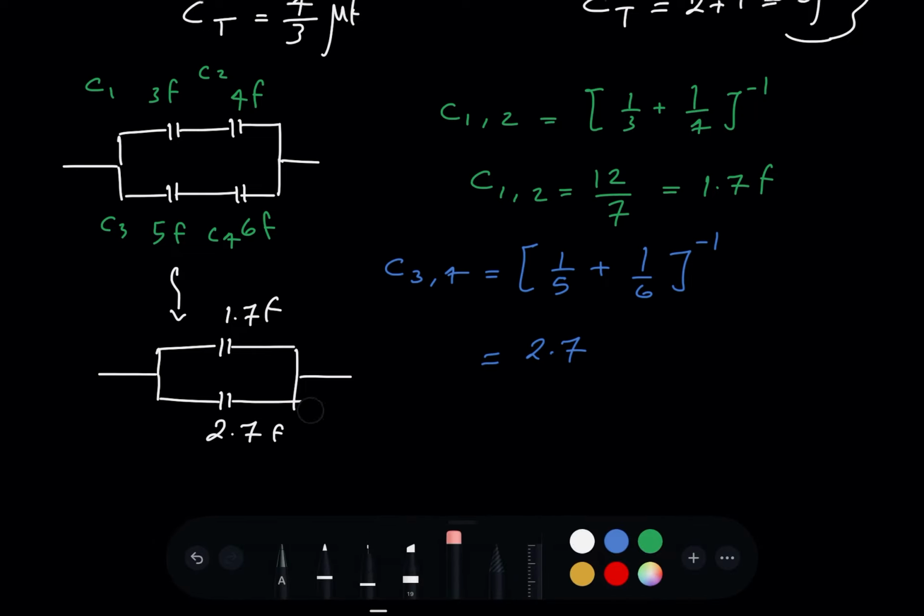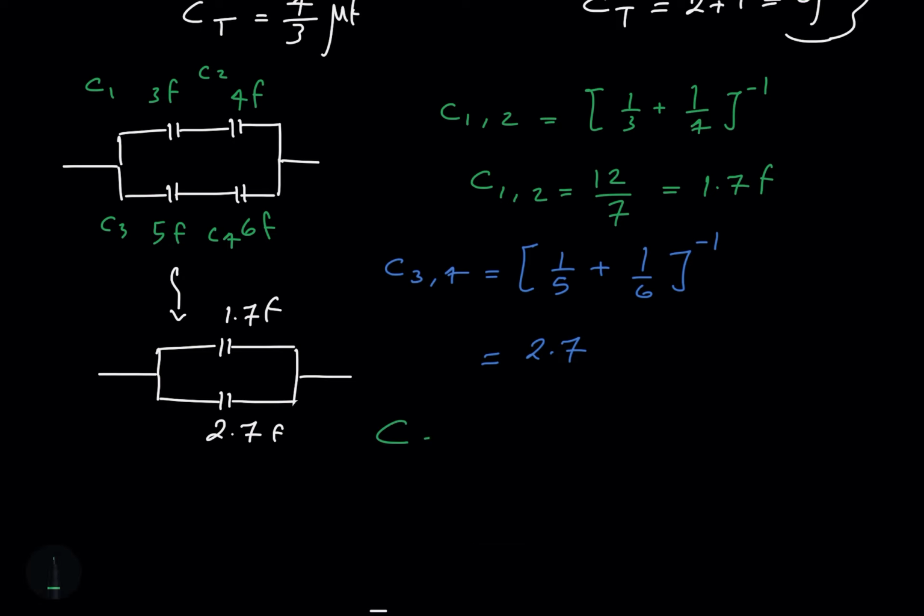Now, if we were to go ahead and find the total equivalent capacitance at the end, C total is simply 1.7 plus 2.7, which adds up to essentially 4.4 farads. That's how you find the equivalent capacitance in such a circuit.